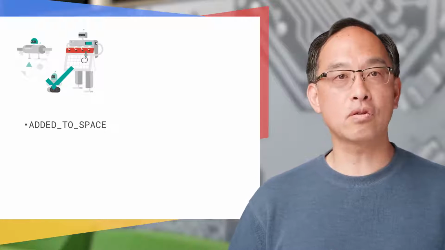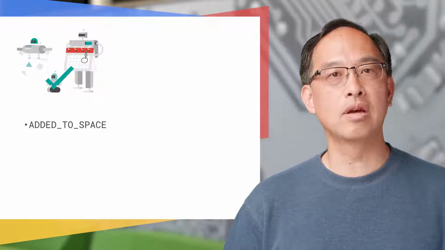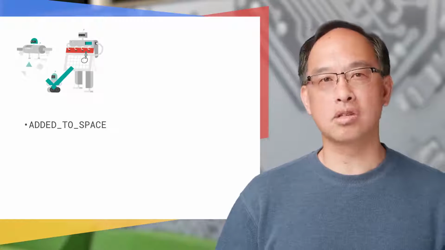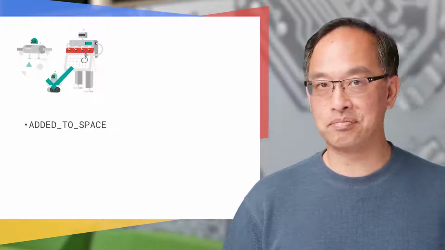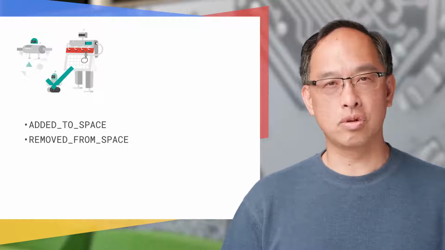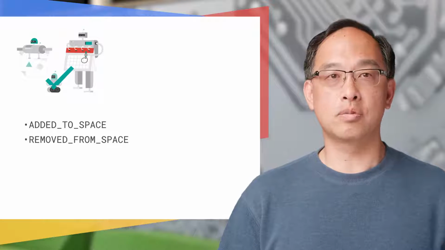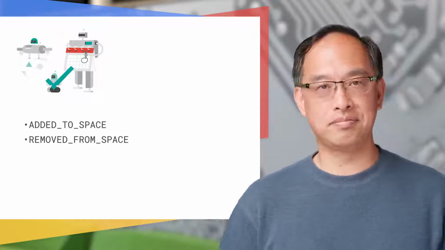Added to space is the first message a bot gets when it's added to a room or a direct message, or DM. Your bot would typically send back a message like, "Thanks for adding me to this room." The second message type is removed from space. This is the message that's received by the bot after it has been removed from a room or a DM. Since your bot's been removed, there's no response.